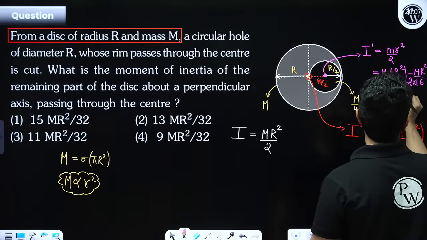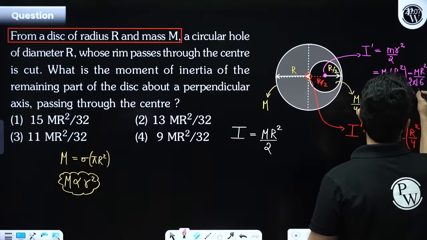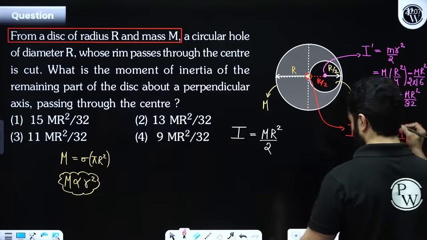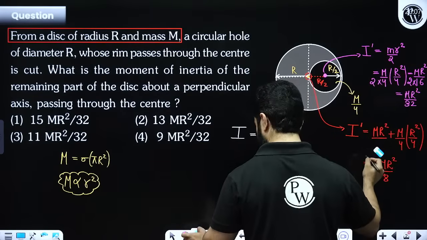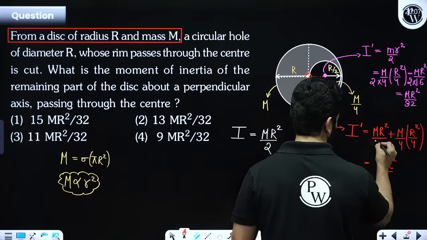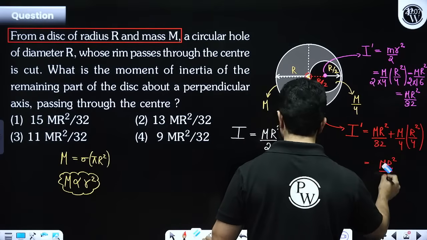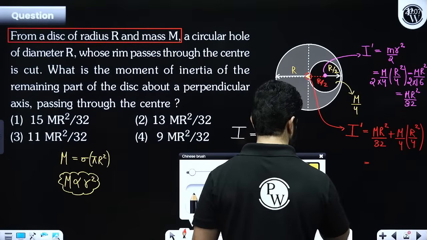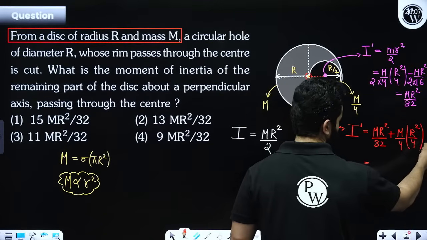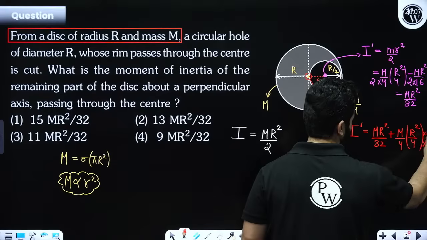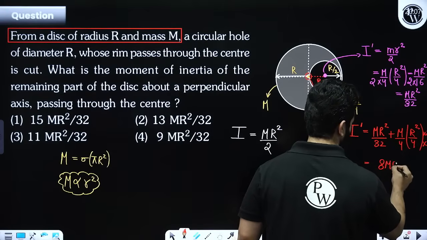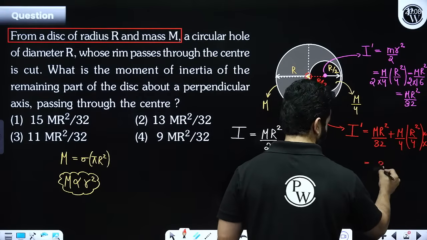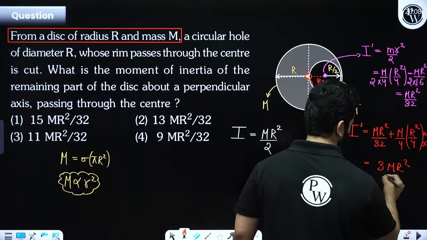So this will become mr square by 32. So finally we'll get this is 16. So multiply 2 multiplied by 2. So this will become 3 mr square by 32.